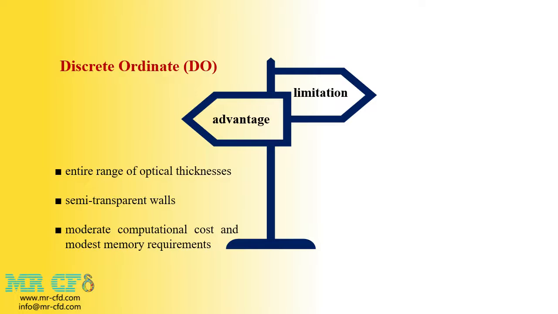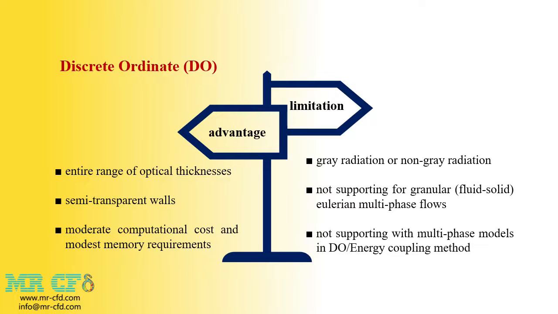Of course, we'll talk about opaque and semi-transparent walls later. Third, this method has a moderate and reasonable computational cost for the usual angular discretization, but it requires moderate memory. It is time to examine the limitations of this method compared to the previous method. First, this method is limited to gray radiation or non-gray radiation using the non-gray model.